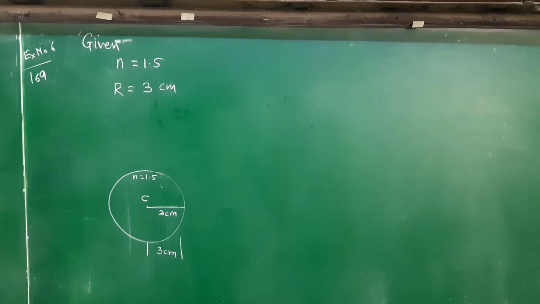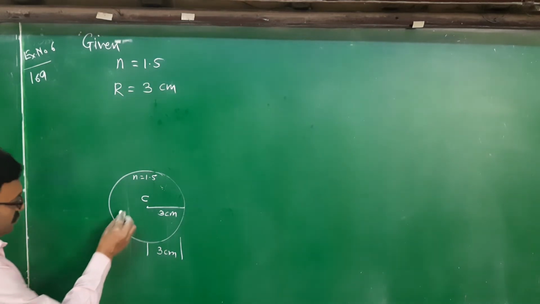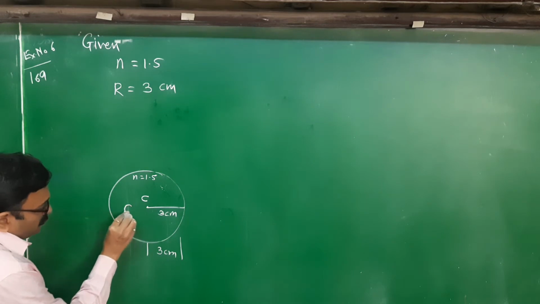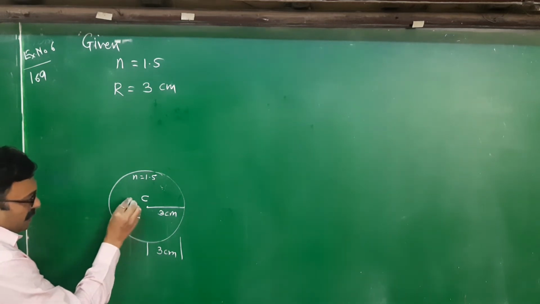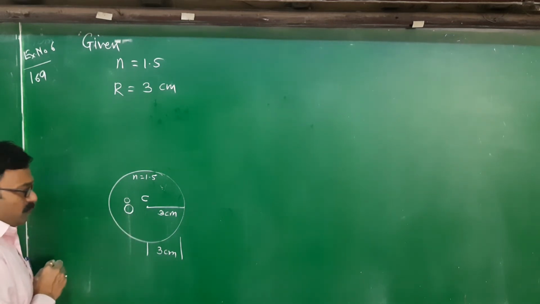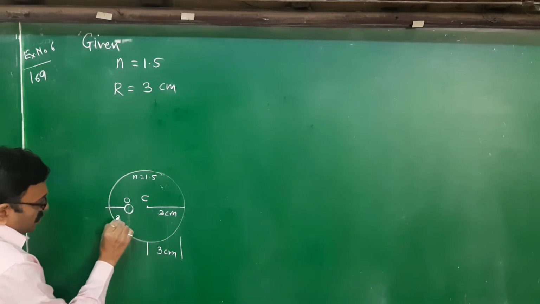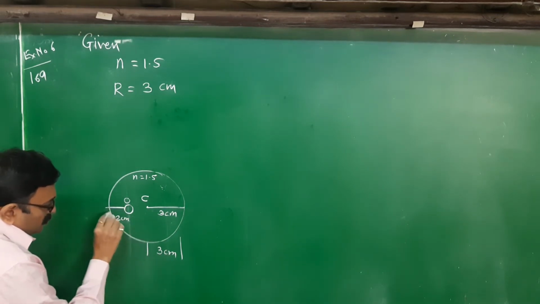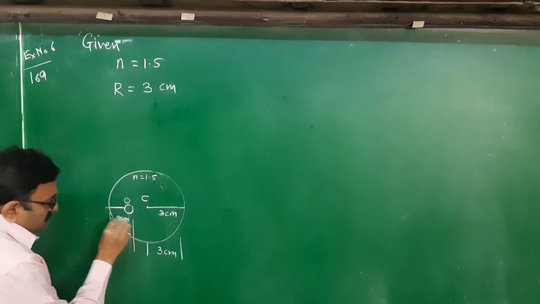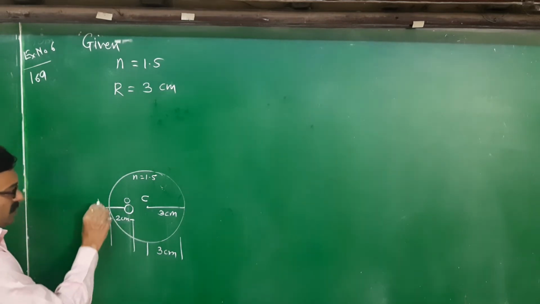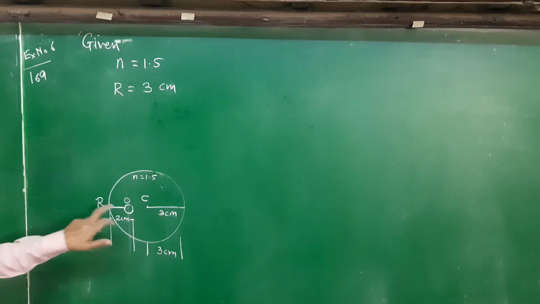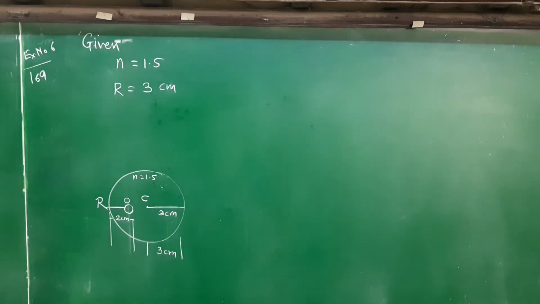The closest distance of this air bubble from the surface is 2 centimeter. Suppose this one is the air bubble. That air bubble we consider at position O. Its position will be 2 centimeter from the closest end. This distance we represent by r, and this r distance will be equal to 2 centimeter.